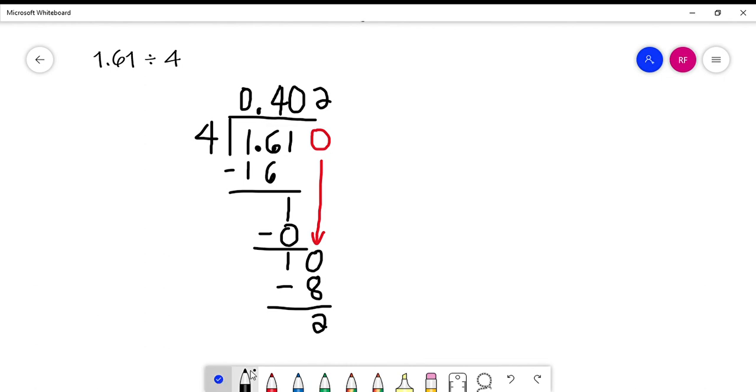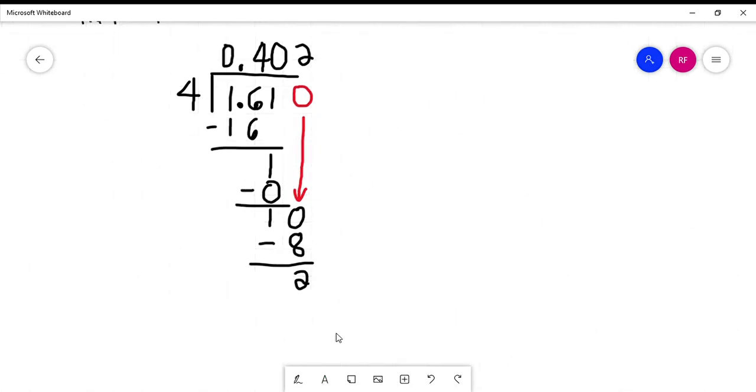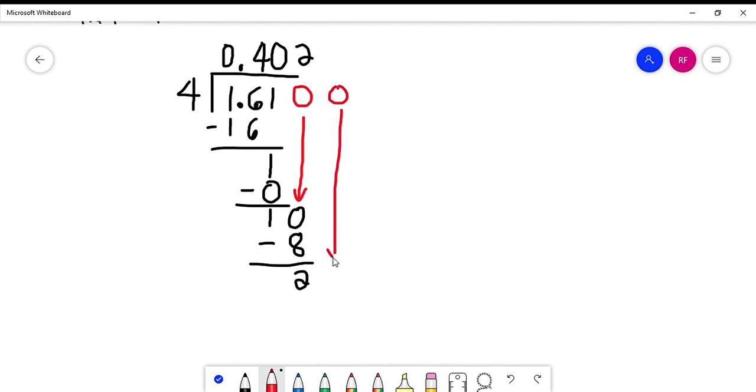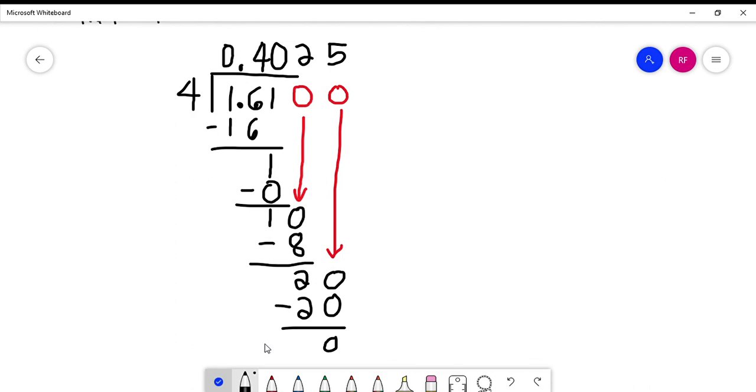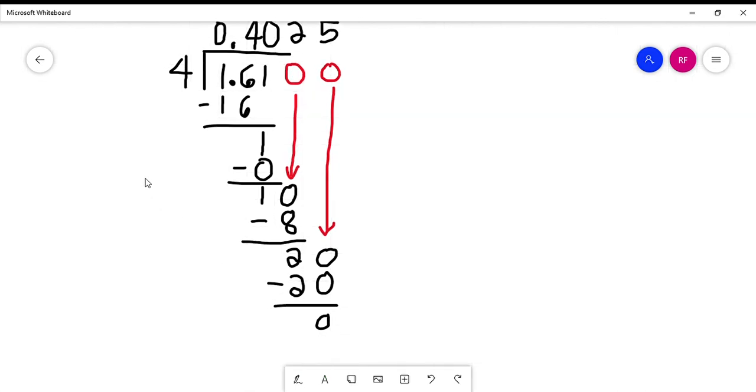As you notice, the difference is still not 0. We stop only if the difference here is 0. So we need to annex another 0 here and then bring it down. So the number now is 20. So 20 divided by 4 this time is 5. 5 times 4 is 20. Subtract. The answer here is 0. So now that the difference is 0, we stop.